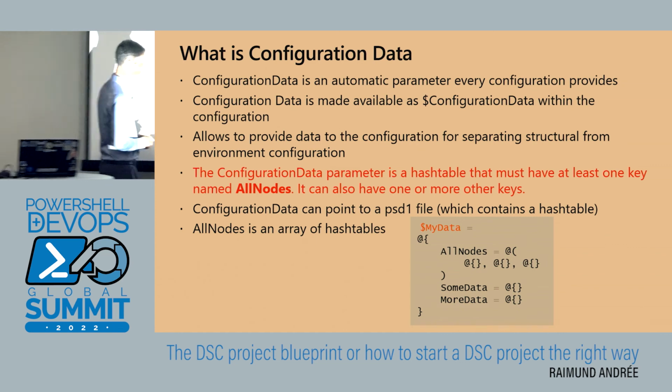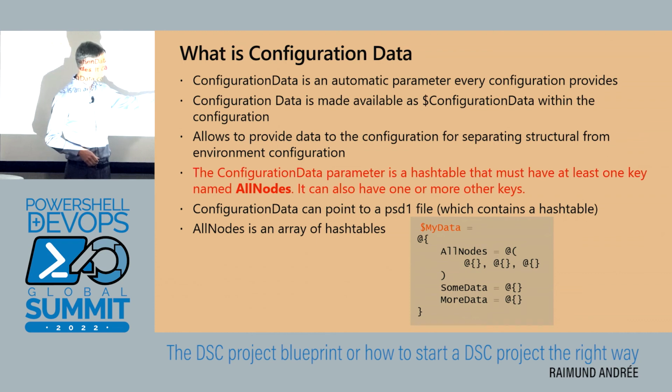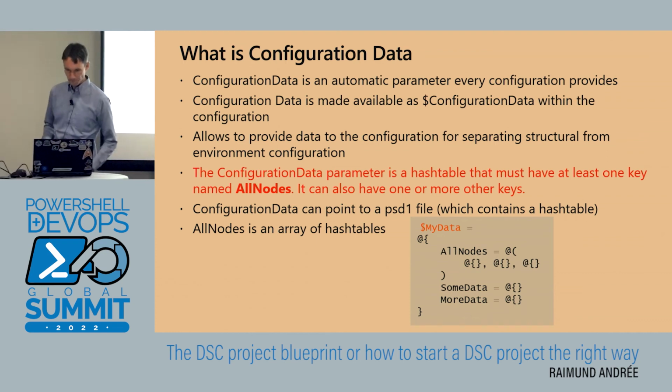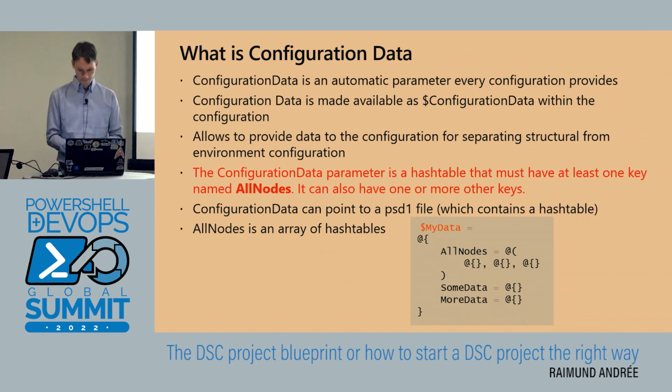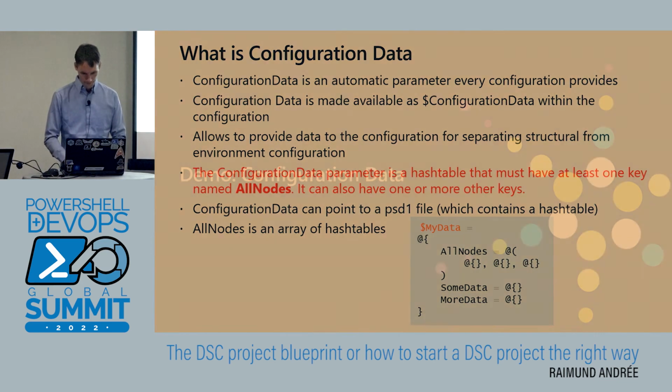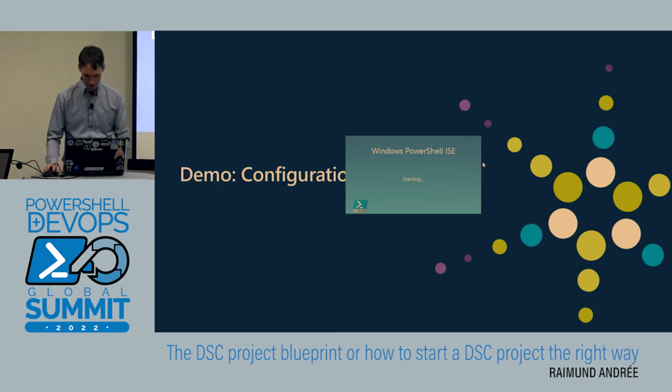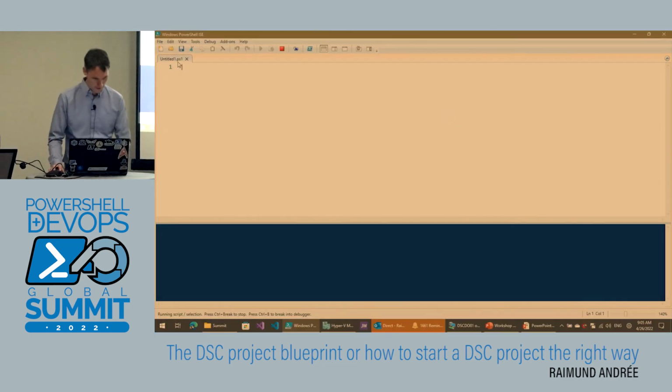Yeah. The hash table needs to have a certain structure like this. You have the all nodes key. This is mandatory. The rest is pretty much up to you. You can do whatever you want. Good. So how does it look like in the wild? Configuration data demo, and I have two scripts here. For simplicity, I'm switching to the ISE, even if it is not state-of-the-art.